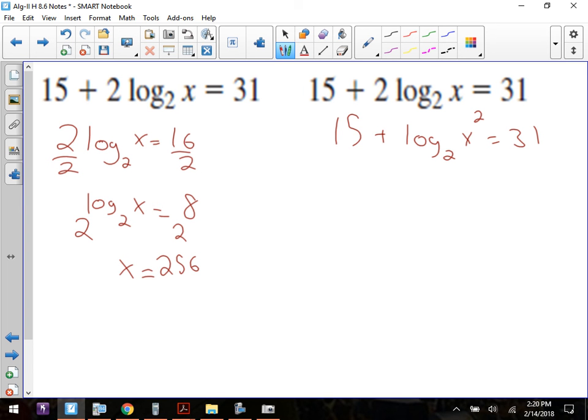Go to the other side. What am I going to do first? Subtract. So I still have log base 2 of x squared, 16.